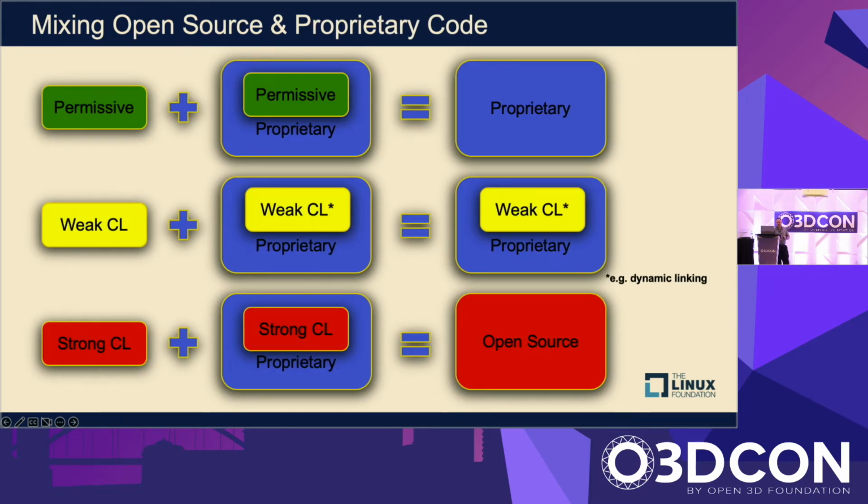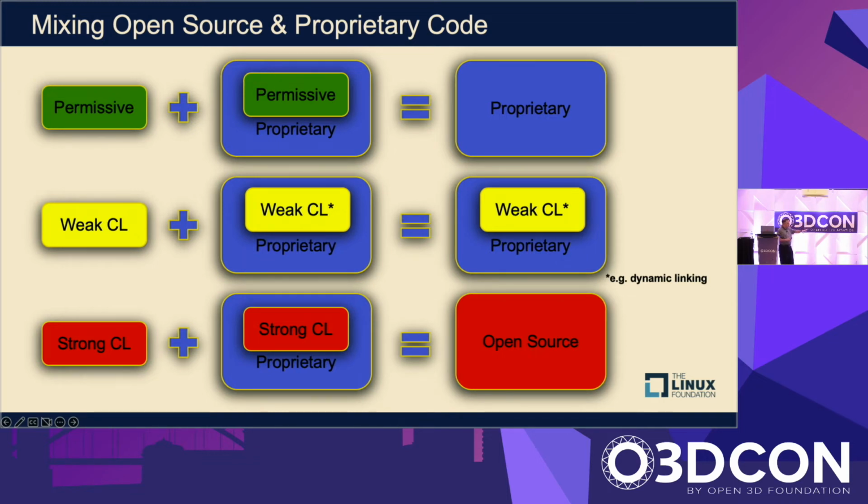So a very quick example of how open source and proprietary code play together. At the top, you have open source under a permissive license. You end up with proprietary code, you're okay. If you have a weak copyleft license and you mix it with proprietary code, you end up with this combination, depending on how things are integrated.